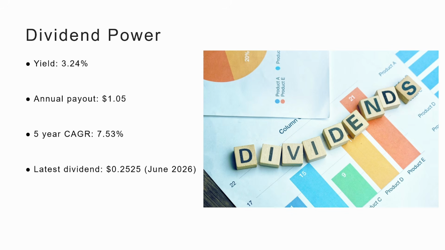Now, of course, dividend power. SCHD's dividend profile is one of the biggest strengths. Now, you've got the yield, the annual payout, the 5-year CAGR, and the latest dividend, of course. That's what people look for. So, of course, the yield is 3.24%. The annual payout's about $1.05. The 5-year CAGR is 7.53%. And the latest dividend is $0.2525, with 14 years of dividend growth. This combination of yield plus growth is rare. Most yield ETFs have low growth, most high growth ETFs have low yield, and SCHD gives you both.